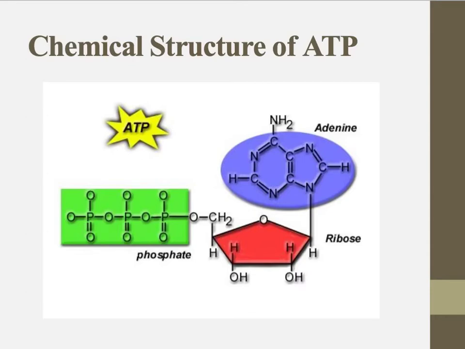Here is the chemical structure of ATP. If you notice, this looks like the structure of RNA, and that's because it is. So the adenine is the nitrogen base in the blue circle. The ribose sugar makes it RNA, and the phosphate group is in green.